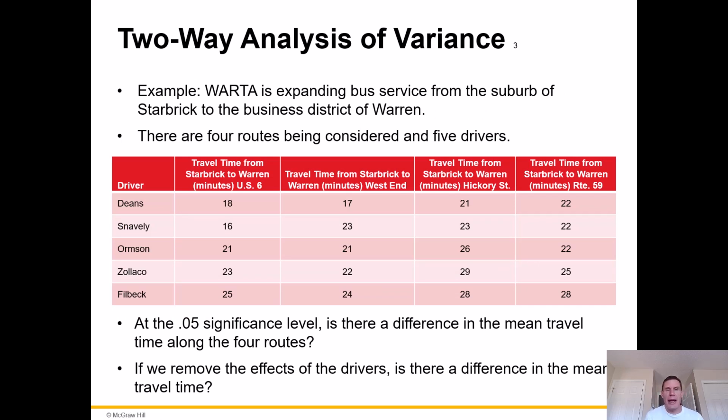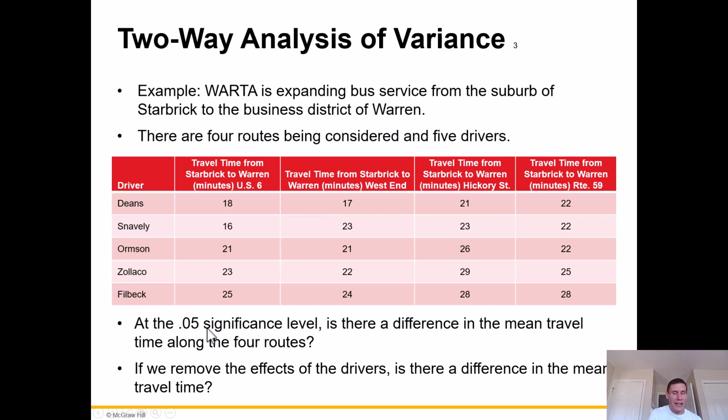So a bus company is expanding bus service from the suburb of Starbrick to the business district of Warren. There are 4 routes being considered and 5 drivers. We have the driver names here, Dean, Snavely, Ormson, Zalako, and Philbeck, it looks like. And then we have the 4 routes here. And then we've got, presumably, the number of minutes. We would hope this wasn't hours, right? This would be the number of minutes it would take to get there.